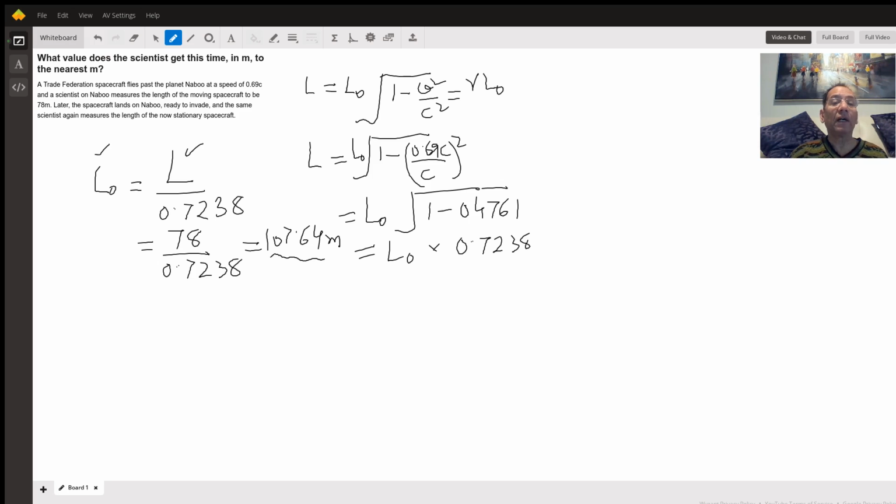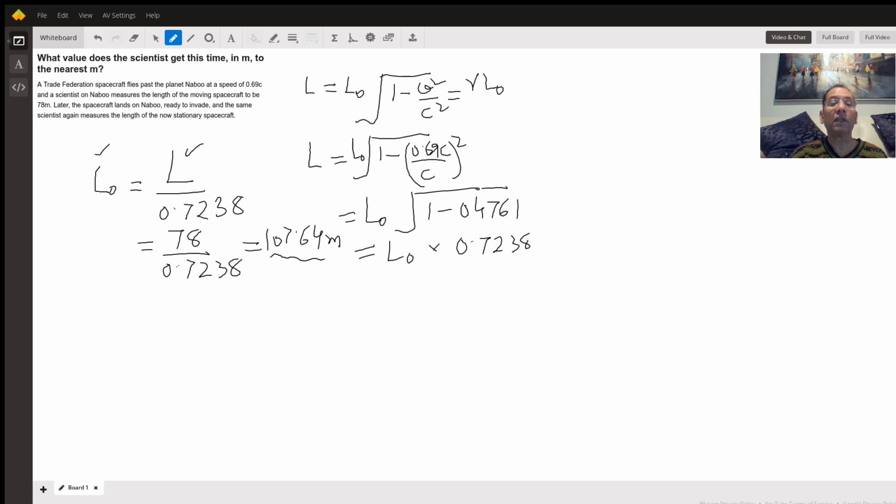In this case, we are given the contracted length. That is, when the spacecraft is moving, the length is 78 meters. Okay. And we have to find out what will be the length at rest. So it's a reverse problem. It is length contraction when you observe it from outside the moving spacecraft, but it is length elongation when you're observing it otherwise. So here, in this case, the length at rest would be 107.64 and the moving length is 78 meters.